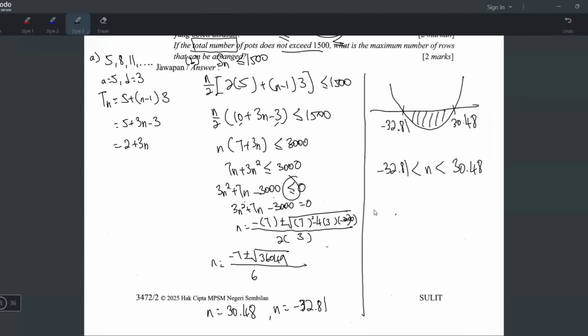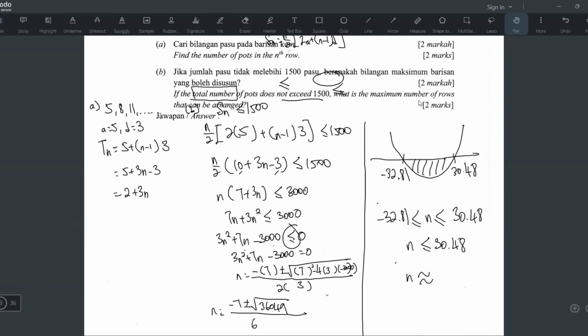Actually, you will only take this part as the solution, and I have to write the equal sign, because there is an equal here. So you only take n smaller than or equal to 30.48, because n cannot be negative. So any value from negative 32.81 to 0 cannot be taken. You only take this for your solution. But your n should be smaller than or equal to 30.48. Remember, they ask what is the maximum number of rows that can be arranged.